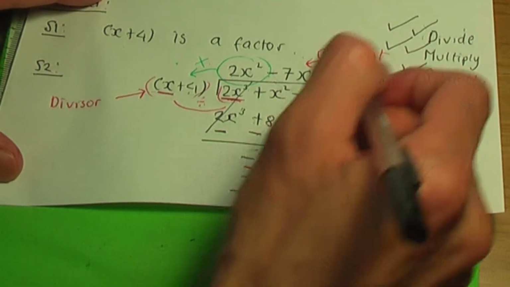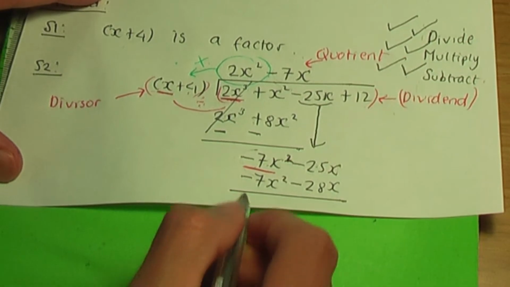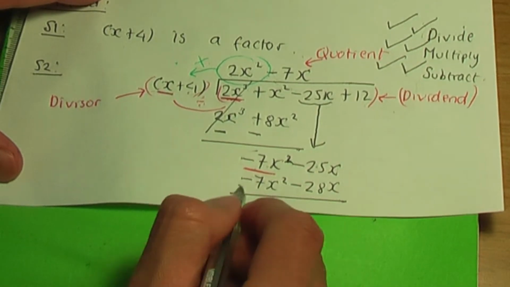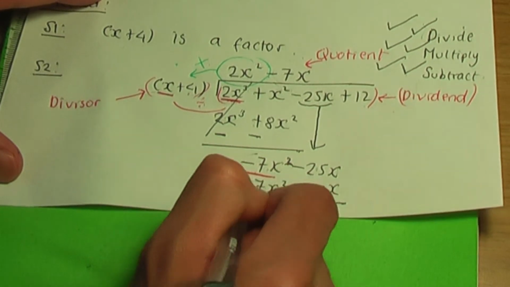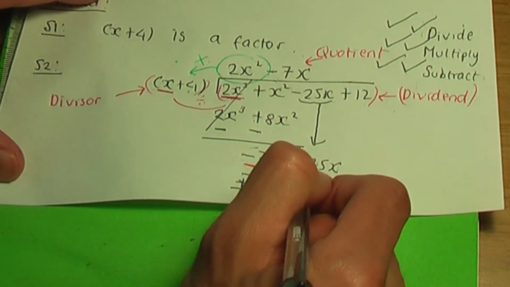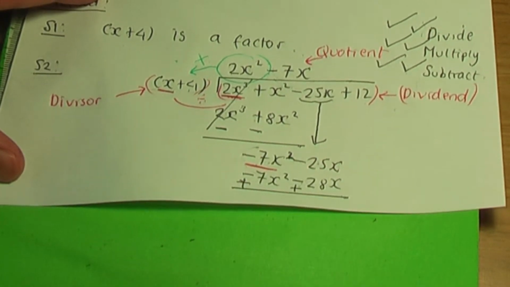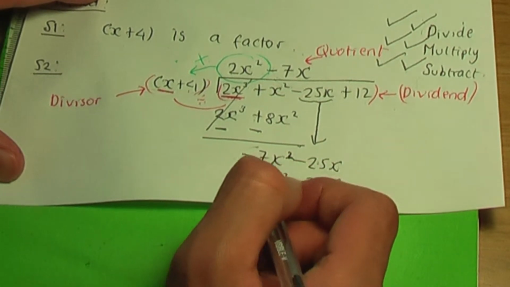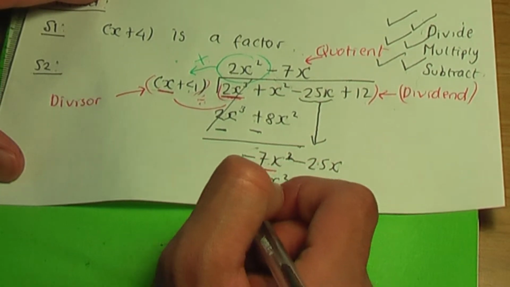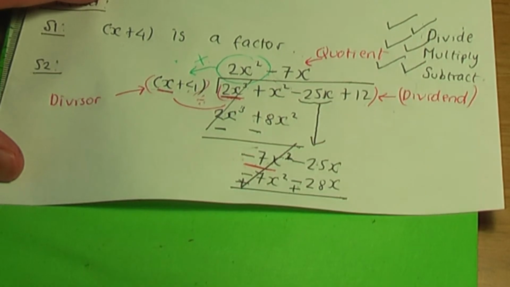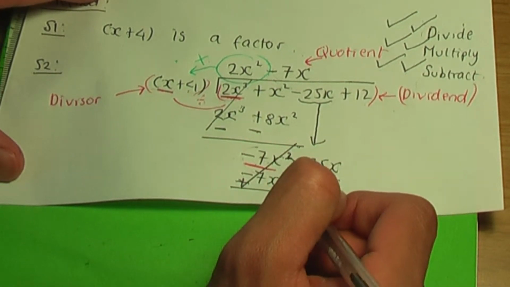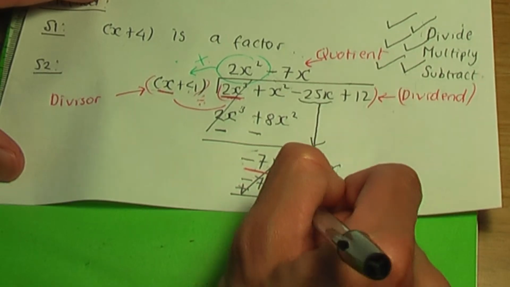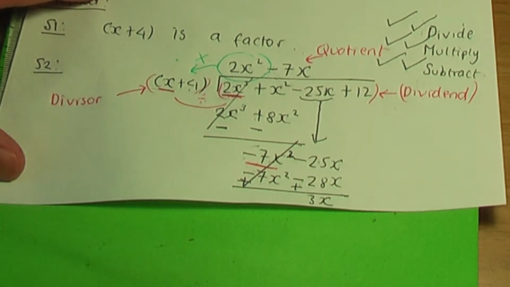Now what is the next operation? Subtract. Remember, only reverse the signs of the bottom two terms. So this minus, let's reverse to plus. This minus, let's reverse to plus. When you add terms, minus 7x squared plus 7x squared, these terms will cancel. Minus 25x plus 28x is 3x.